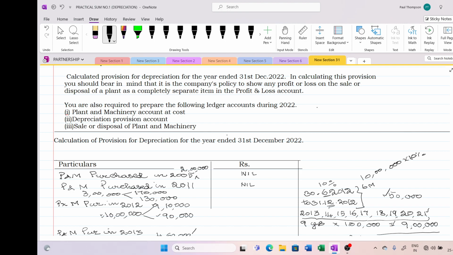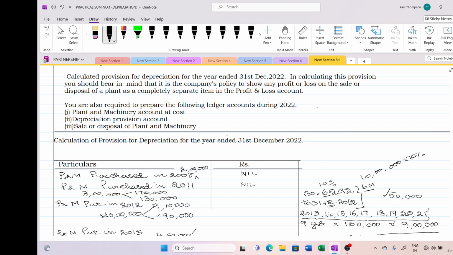So further provision is not possible. Now the third one: in 2012 they purchased a machine for 10 lakh rupees. Assume they purchased it on 30th June. So for the year ending 2012, you have to provide depreciation for 6 months. 10 lakh, 10% is 1 lakh, so for a half year it is 50,000. And further 13, 14 and so on up to 21, there are 9 years. Every year they have depreciated 1 lakh. So the total depreciation till 31st December 2021 is 9 lakh 50,000.